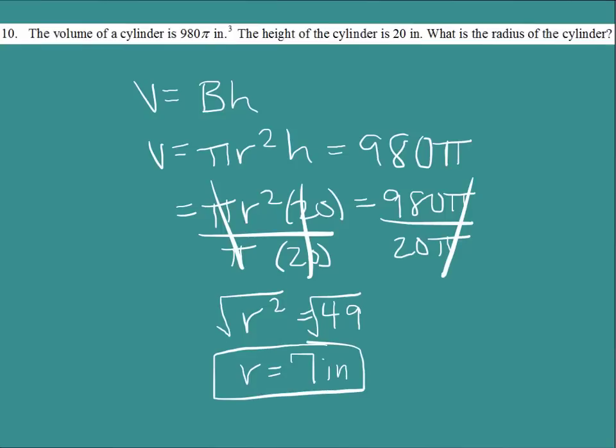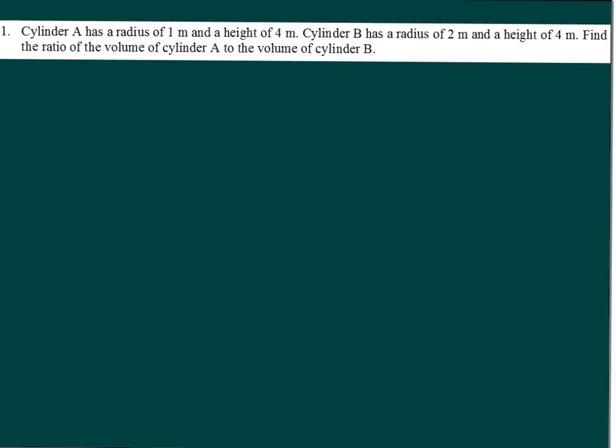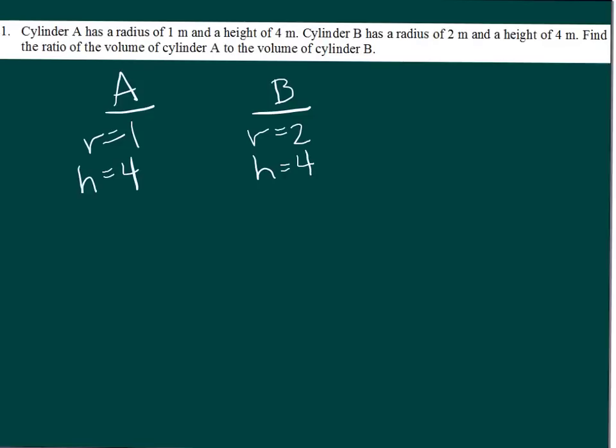All right, number 11. Cylinder A, oh, I have a lot of information here. I'm going to make a chart real quick. So I've got cylinder A, I've got cylinder B. Cylinder A, my radius is 1 and my height is 4. Cylinder B, my radius is 2, my height is 4. Find the ratio of the volume of cylinder A to the volume of cylinder B. Okay, that's my goal, A to B.